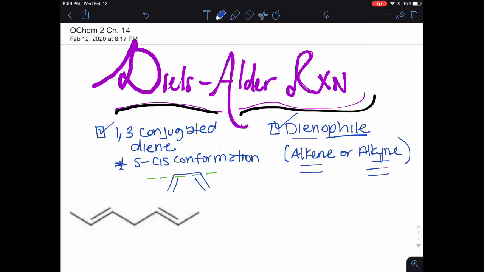Okay, also your product is going to be a 6-membered ring. Your product is going to include a 6-membered ring, I should say. So we'll go more in depth with this as we go on.